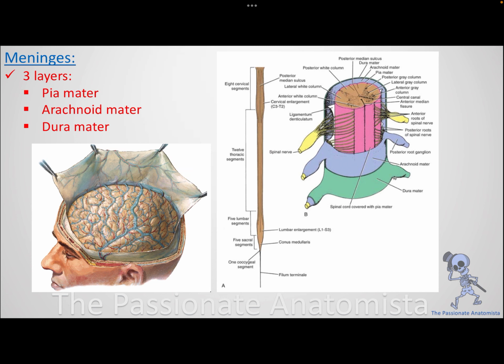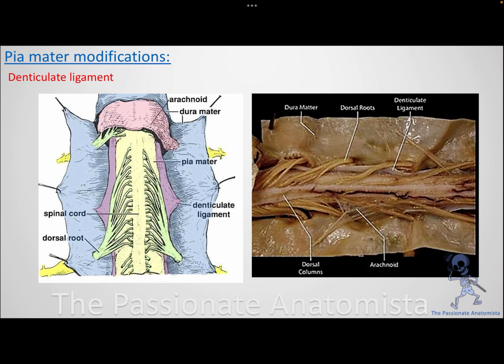And pia means intimate. It's very, very intimately attached. All right. Why do we need to remember the 3 layers? Because the pia mater that is wrapping around the spinal cord has modifications.